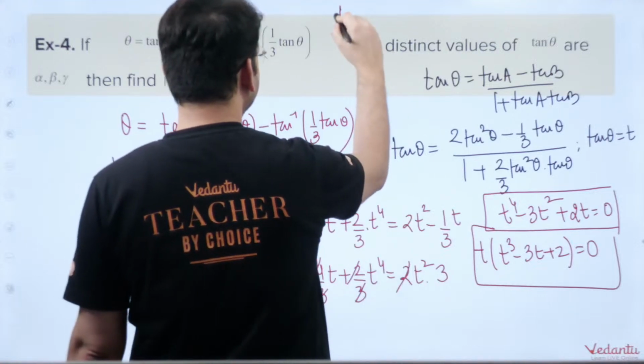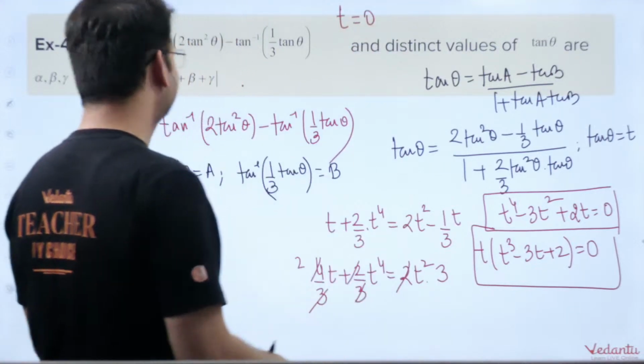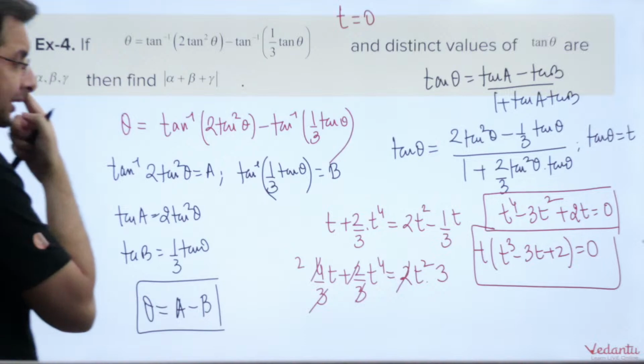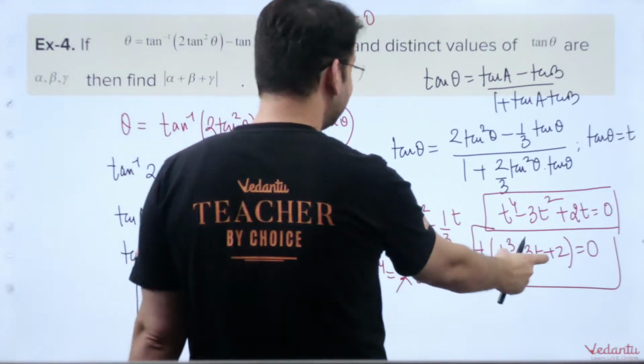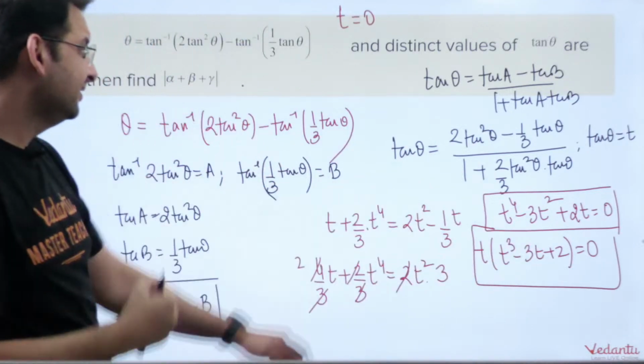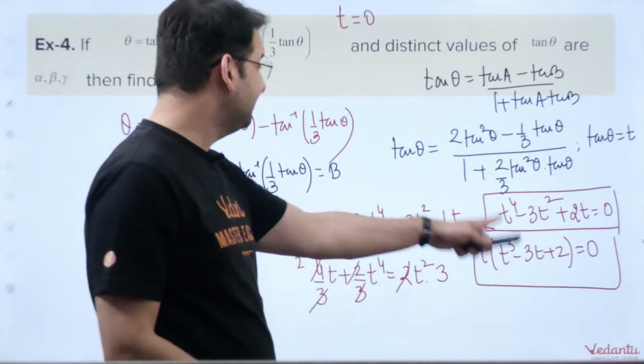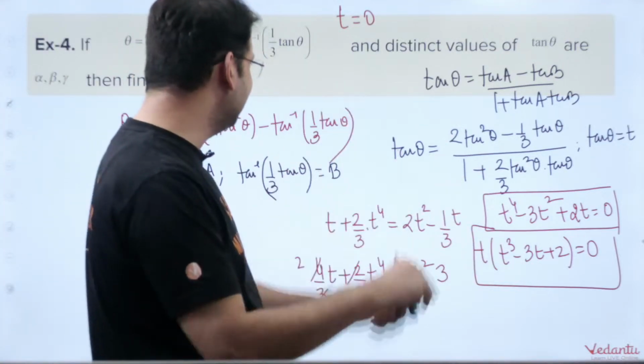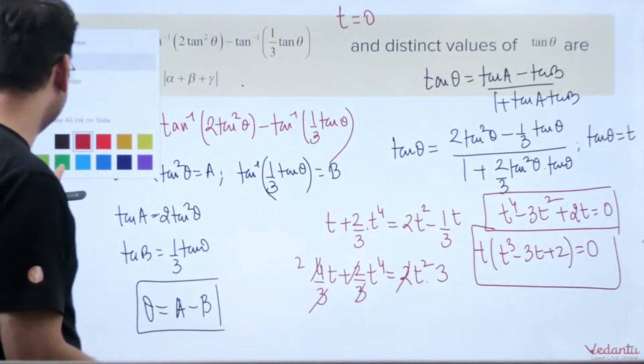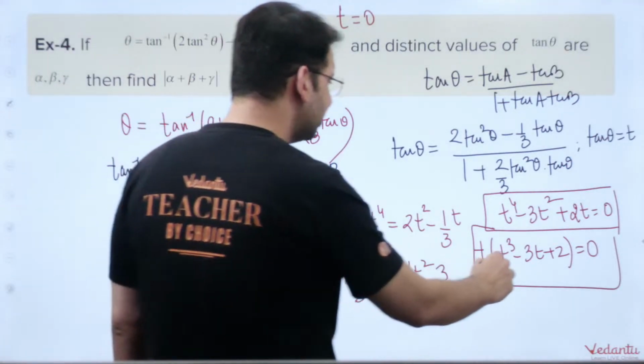So this is a cubic equation which is left in the brackets. One value of t, that is tan theta, is 0. So maybe alpha can be 0. The other values are going to come from this. But it says there are 3 values, and here there are 4 values coming our way. The question asks for 3 values, so there must be something we are missing. Let's see, let us try to solve this.